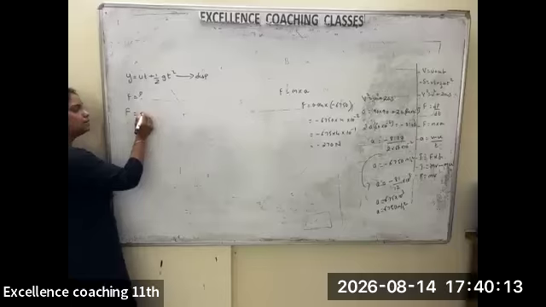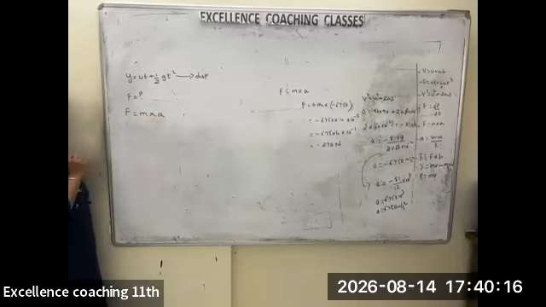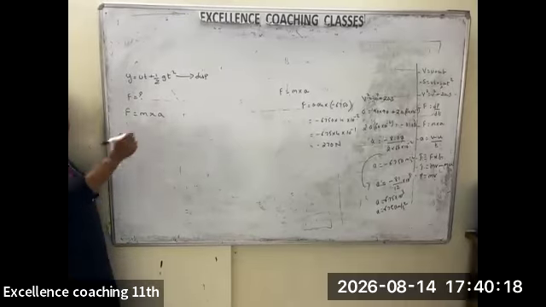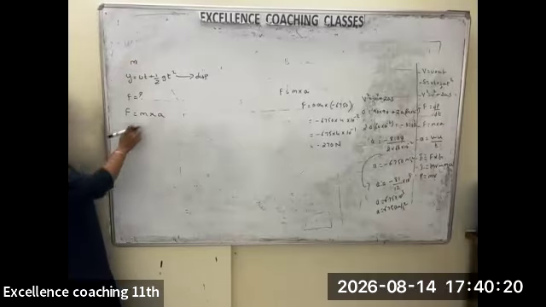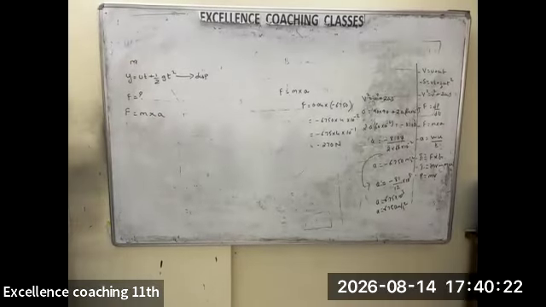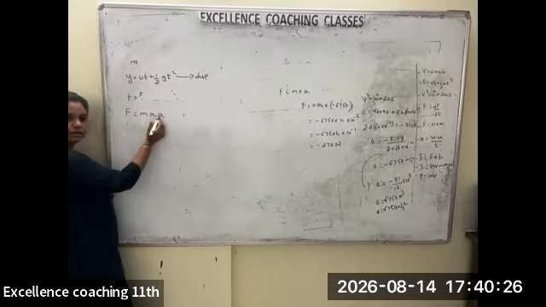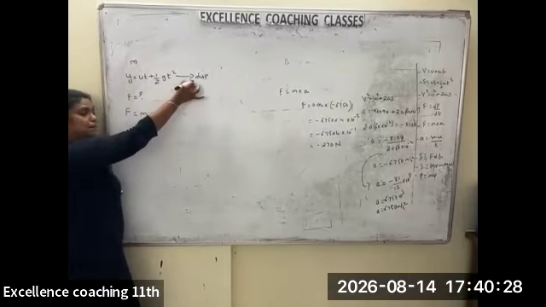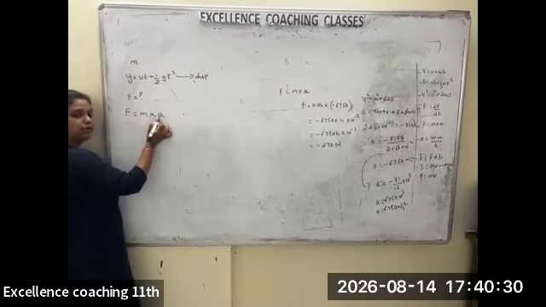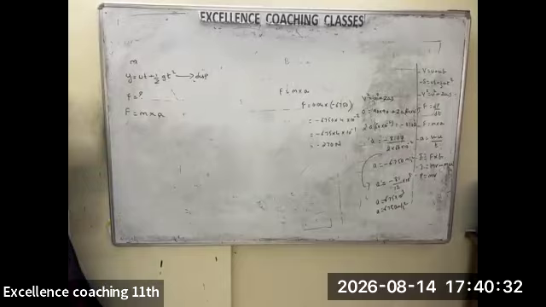So what is the force formula? Mass into acceleration. They have said a particle of mass m. So m will remain as it is. Correct? They have not given the value. Now what you have to find out? Acceleration. Displacement is given. You have to find out acceleration. How you will find out?